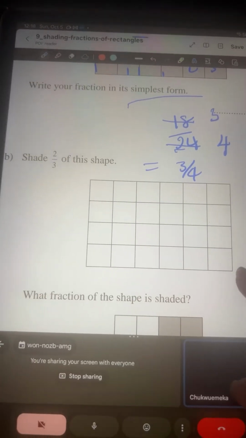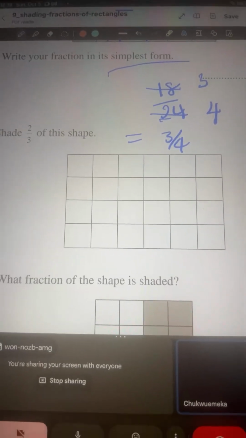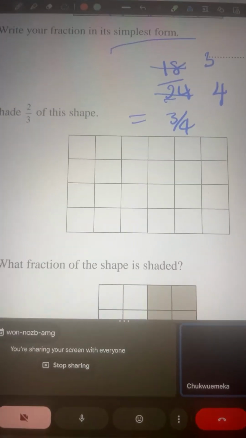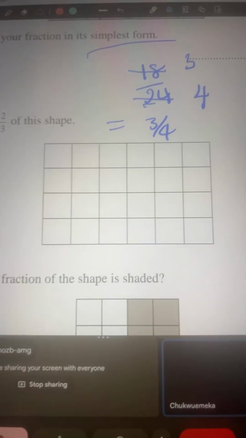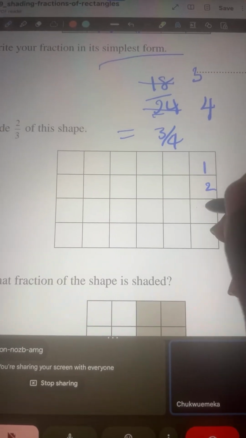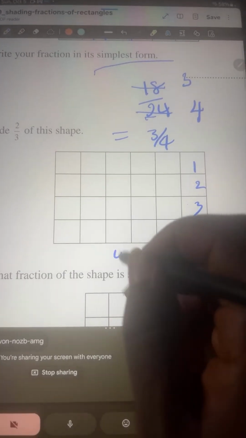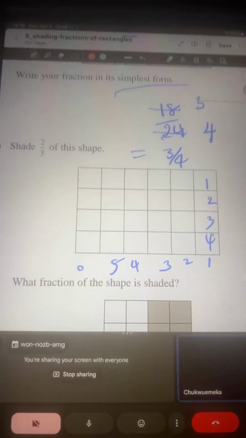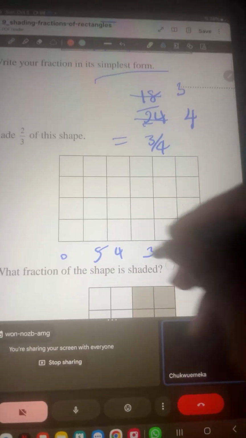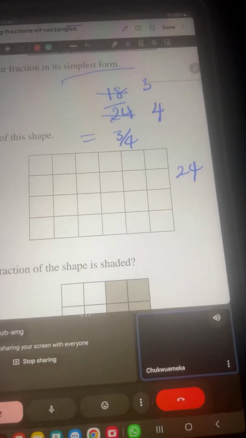In the next one, it's saying that we should shade 2 over 3 of this shape. To shade 2 over 3, we don't know what 2 over 3 is, because the shape is not written in fractions. But there is hope. We first of all get the number of small squares that are present in the shape. This is 1, 2, 3, 4 this side. On the length, you have 1, 2, 3, 4, 5, and what? 6, right? Yes. So we have 4 by 6, and 4 by 6 means that it is what? 24 in total, isn't it?